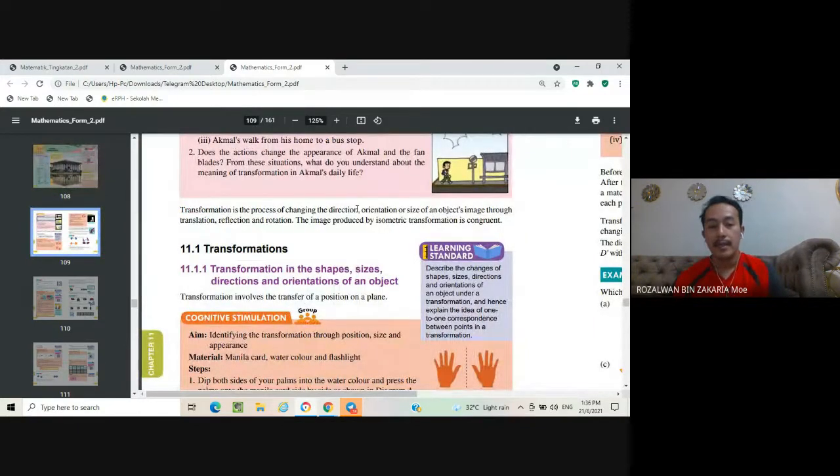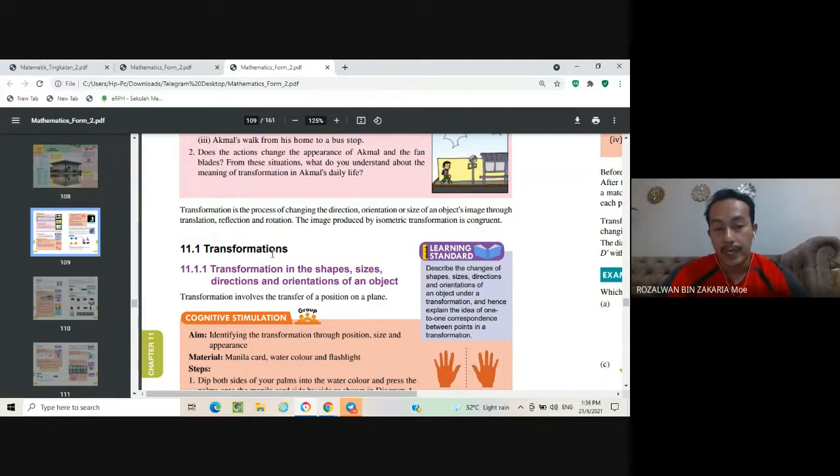Before that, you have to know that transformation is the process of changing the direction, orientation, or size of an object image through translation, reflection, and rotation. The image produced by isometric transformation is congruent. Congruent means the image has the same size and shape as the object. The pattern is also the same, not changing. That is what is meant by congruent.